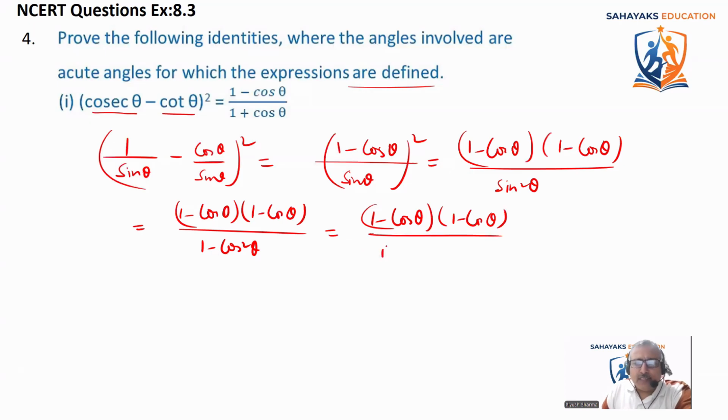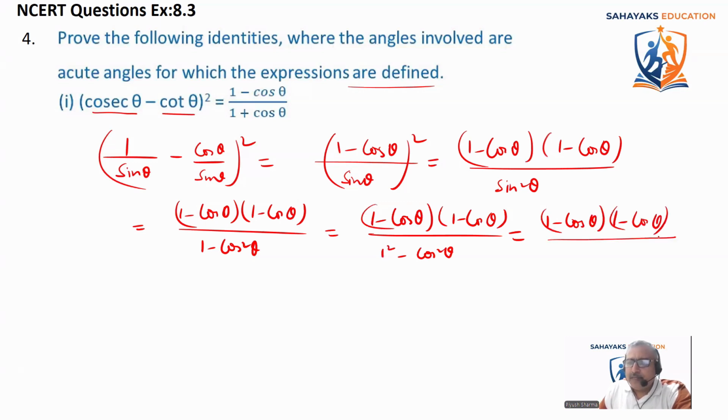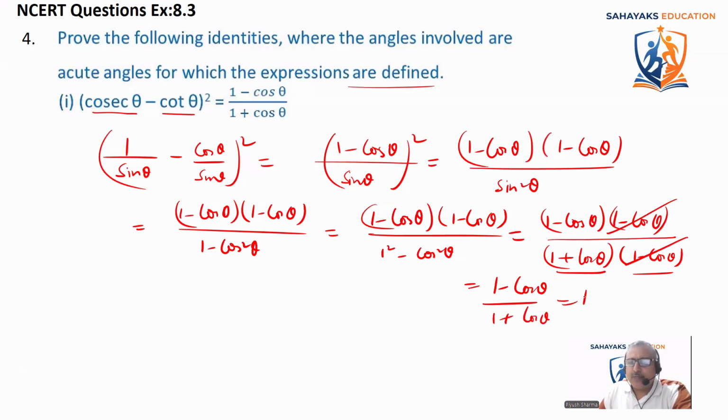So it is 1 minus cos theta into 1 minus cos theta divided by 1 square minus cos square theta. And then see, it is a square minus b square. So a square minus b square can be written as a plus b into a minus b. So I'll write it as 1 plus cos theta into 1 minus cos theta. Now 1 minus cos theta will cancel out, and that will give us 1 minus cos theta divided by 1 plus cos theta, which is equal to RHS.